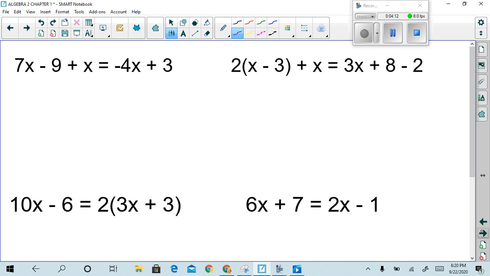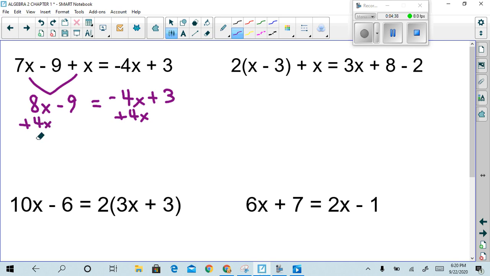4 more problems just to keep the practice going. On the left, I notice like terms, 7x plus x. That'll give me 8x minus 9 on the left. Nothing to simplify on the right. I do see variables on both sides. I'm going to add 4x. That's always your next step, is to get those variables on one side. I now simplify and get 12x minus 9 is equal to 3.